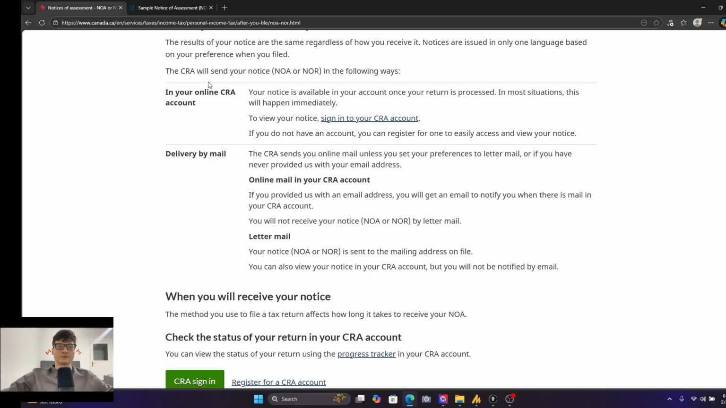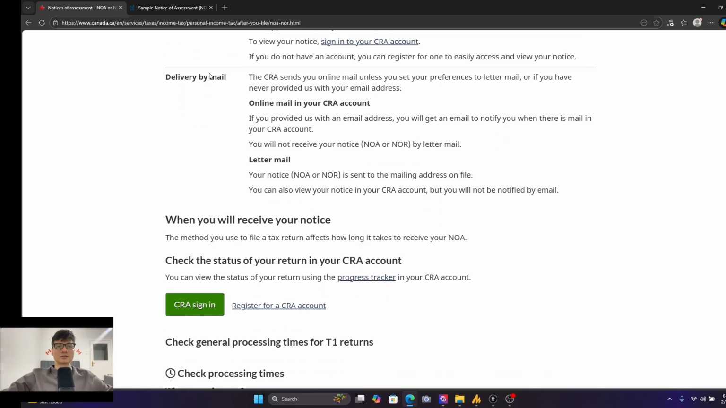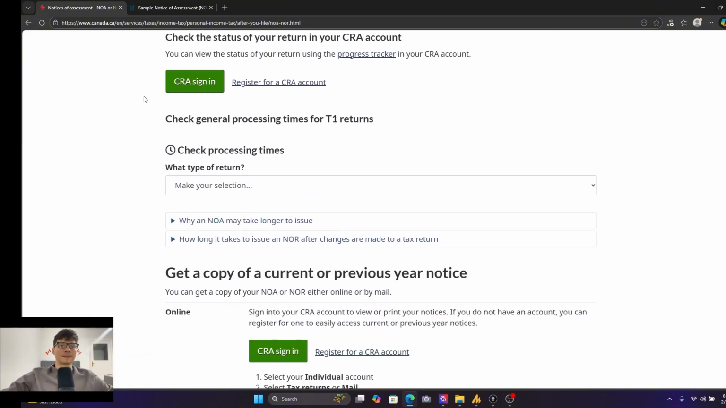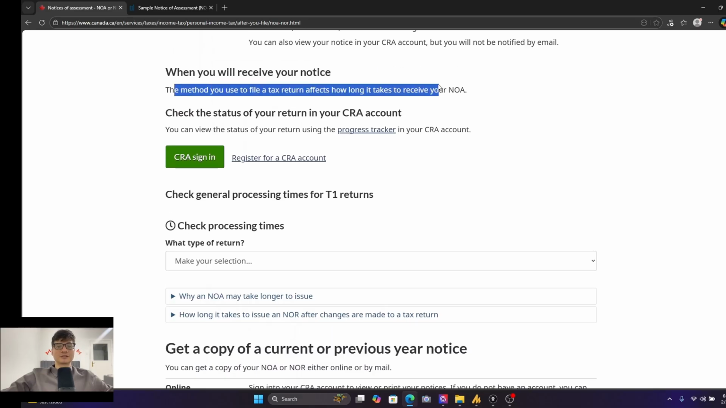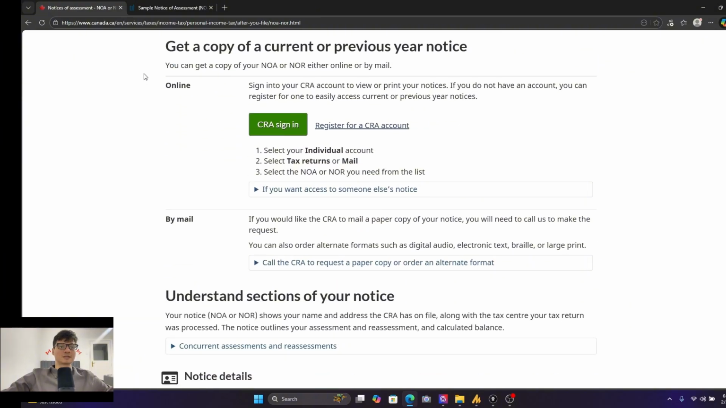How will you receive it? In your online CRA account, in your messages, in your inbox, or delivery by mail, or by both. And when will you receive it? Essentially after you file your tax return, depending on whether you file online. If you file electronically, it'll be received sooner, maybe 2-3 weeks to a month. If you mail it, it'll take a couple of months because the processing times take so long.